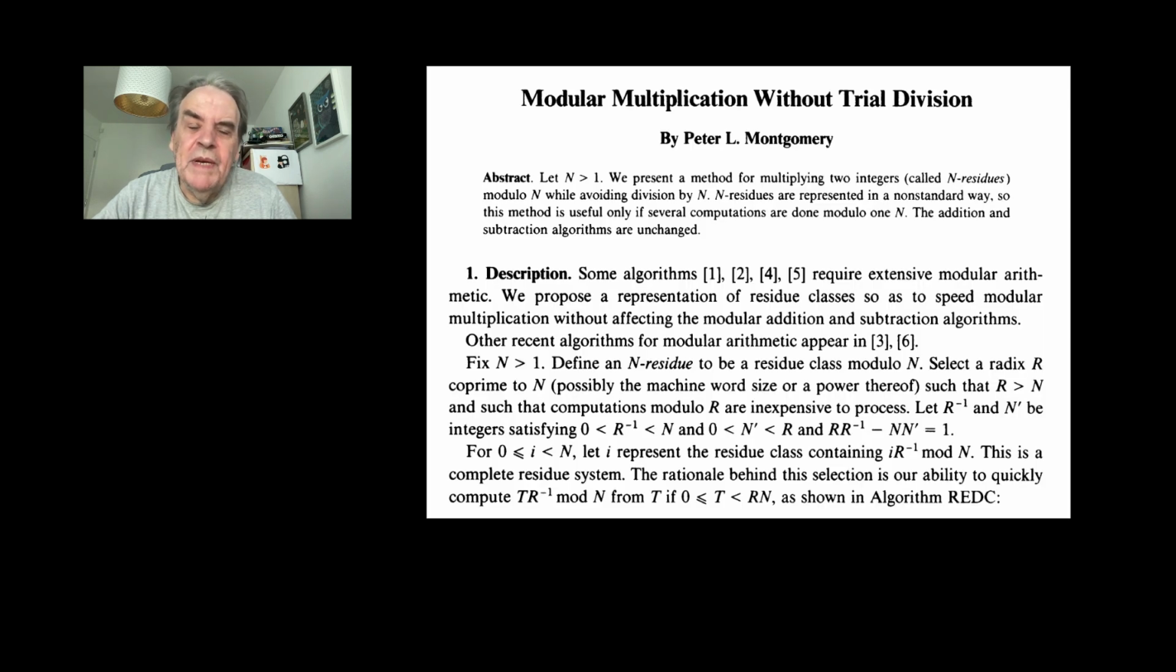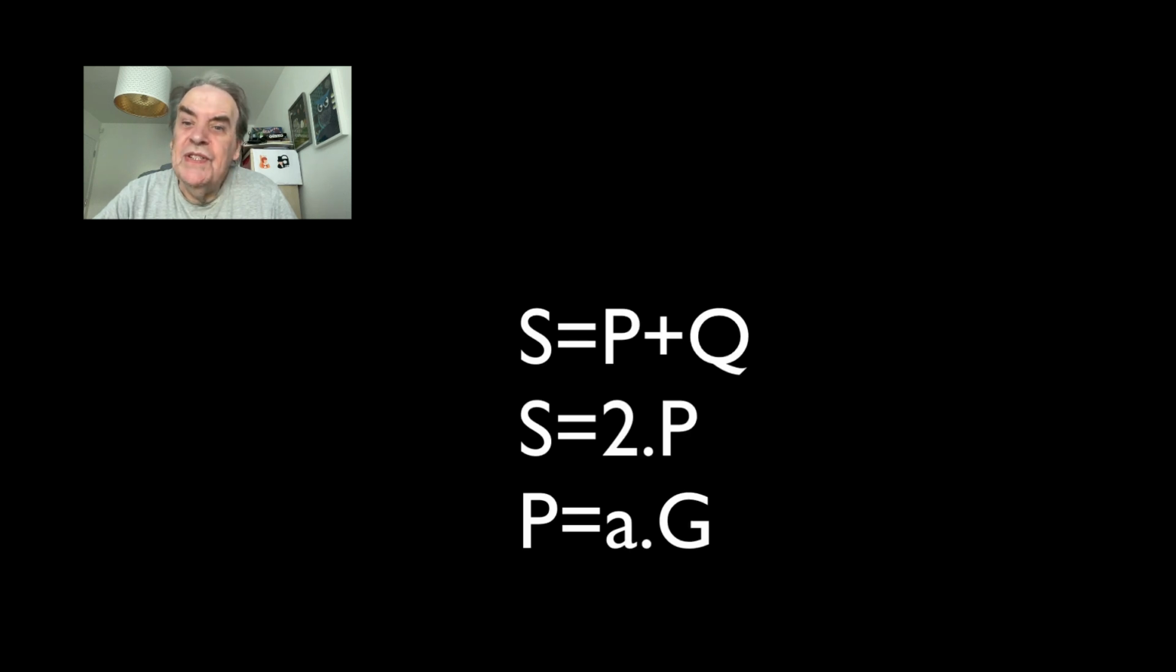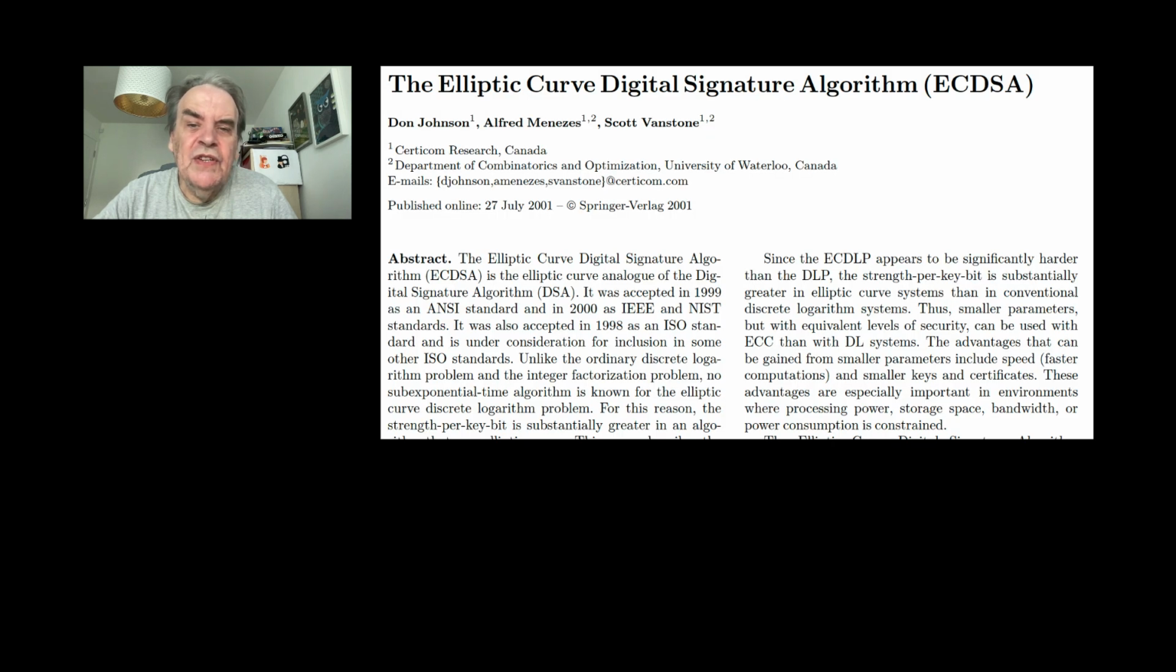In computing the public key of ECC of A times G, where G is the base point on the curve, we use the Montgomery multiplication method, which was created by Peter Montgomery in 1985 in a paper entitled Modular Multiplication Without Trial Division. Elliptic curves use two basic operations: point adding, P plus Q, and point doubling, 2 times P. These can be combined to provide a scalar operation of A times G, where G is a base point.